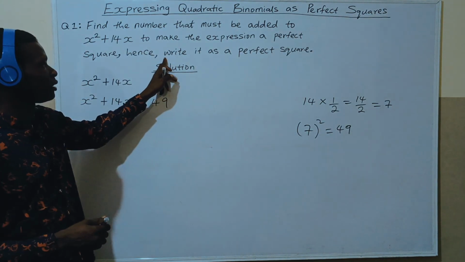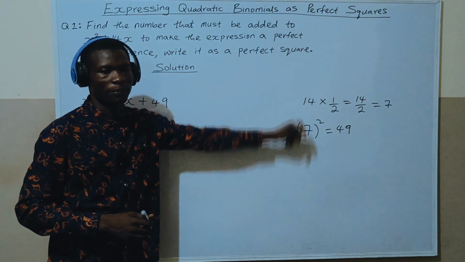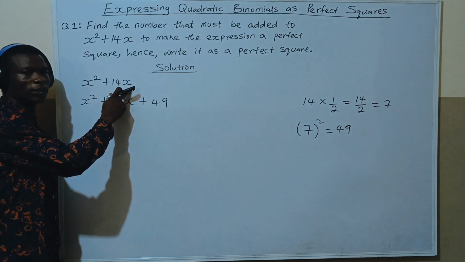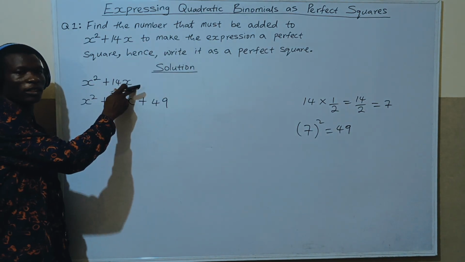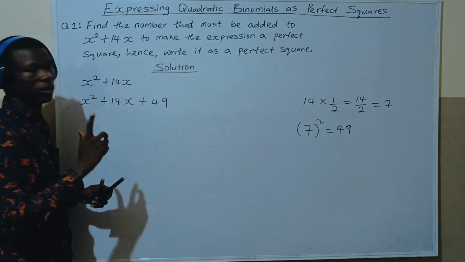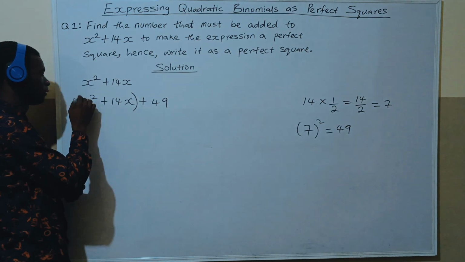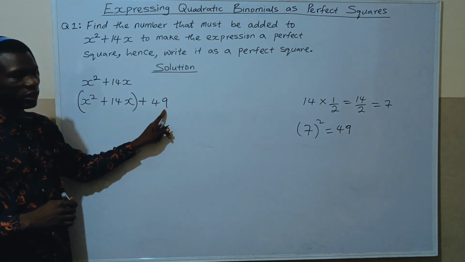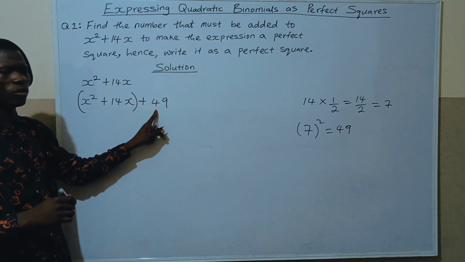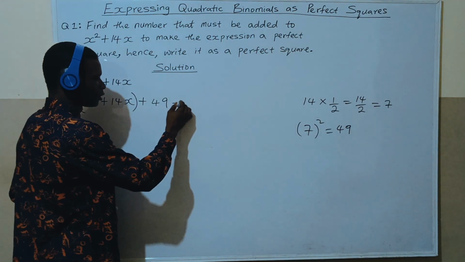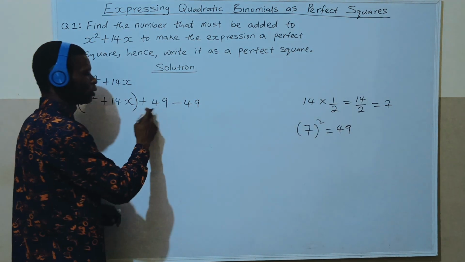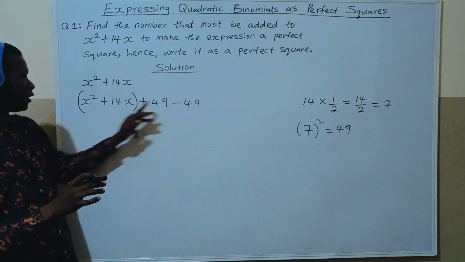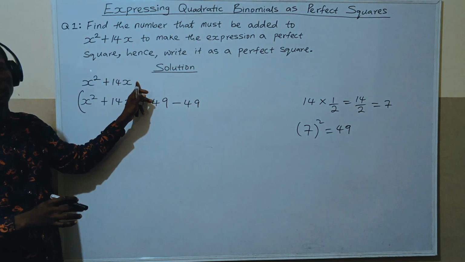Now, the next statement says we should write the expression as a perfect square. Another thing you should take note of is this. We started with x squared plus 14x, so the original form of this expression has to be kept. Now, how do we achieve that? This 49 was not there, but it was added. So how do we deal with this 49? We are going to have to subtract 49, since 49 was added, which was not there, so that we can have 49 minus 49 being 0. And of course, this expression plus 0 remains in its original form.